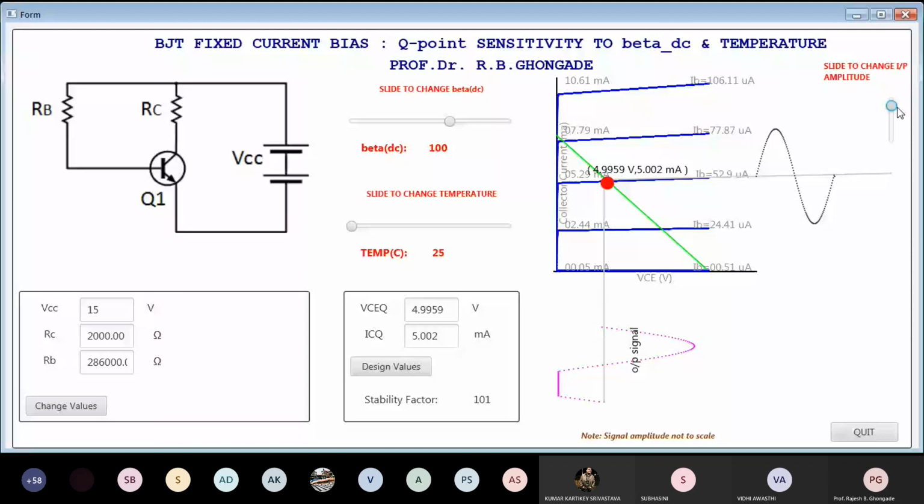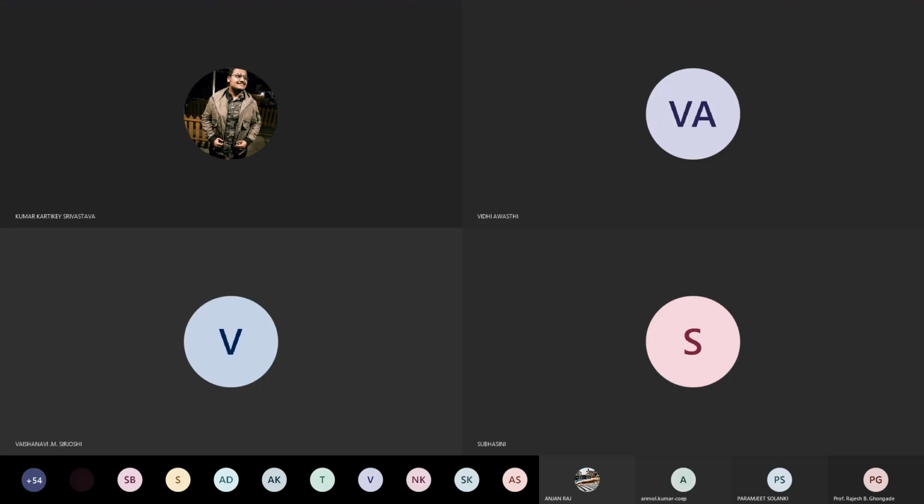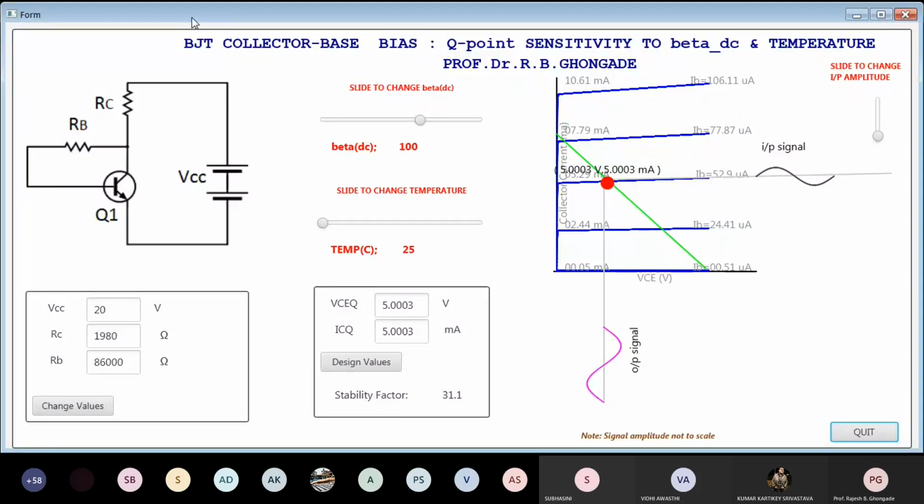All right. Is this okay with you? Yes, sir. Okay, then we will go for the second circuit, which is the collector to base bias. Is this visible now? No, sir. Okay, let me again go to that screen. All right. Now is it visible?